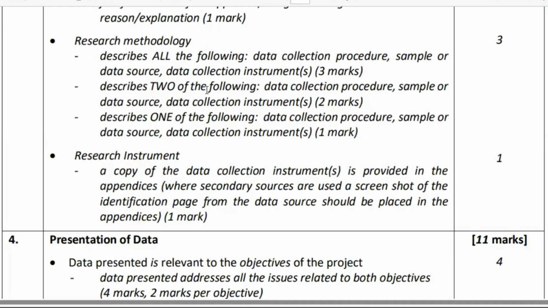Now take note, they're even here where secondary sources are used. A screenshot of the identification page from the data source should be placed in the appendices, right? So whatever other secondary source you use, do a screenshot, okay? Yes, it's a bit much, but you don't want to lose any mark at all. So you just want to follow. And everybody, you're so technologically inclined now, it's easy for you to do a screenshot, okay? Just do your screenshots and put them in the appendix.